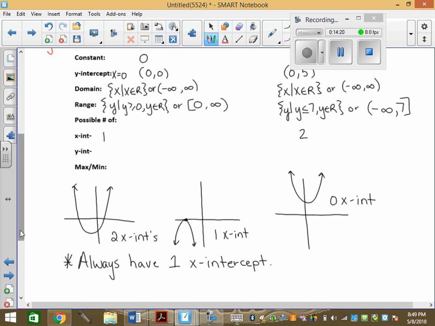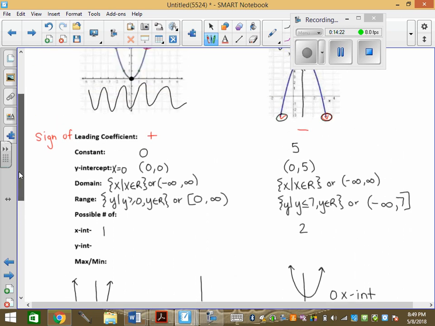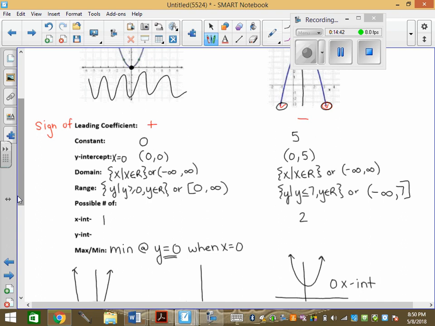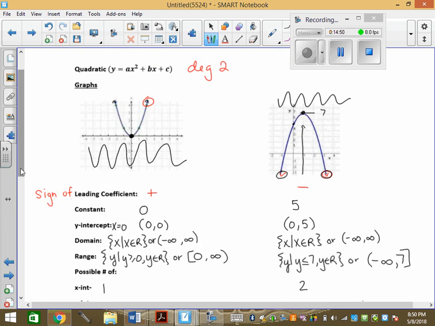This particular graph has a minimum at y equals 0 when x equals 0. So the x just tells you where it exists to help you out, but it really mins out at y equals 0. That's the important part. This one has a max at 7, at y equals 7 when it looks like x equals 1.